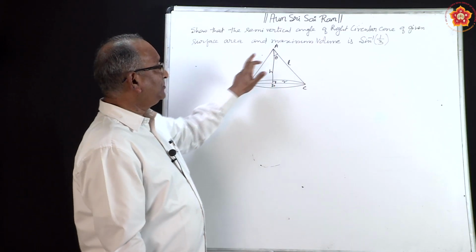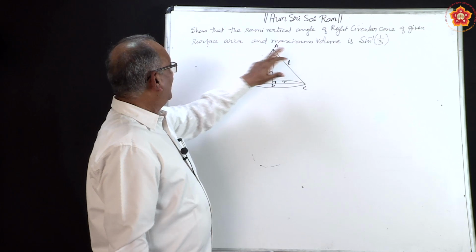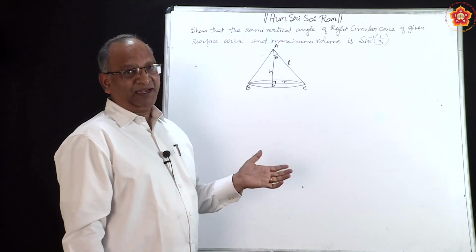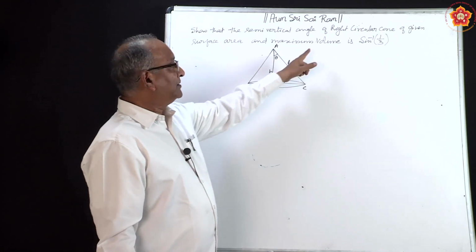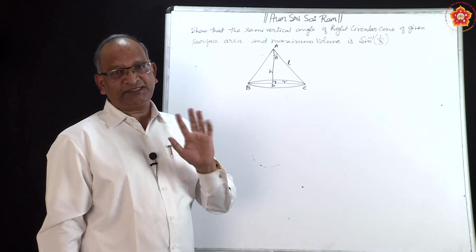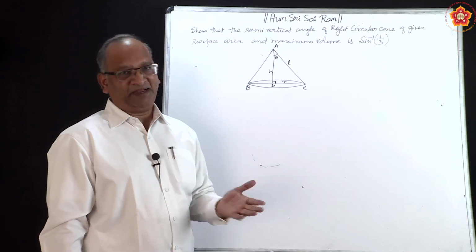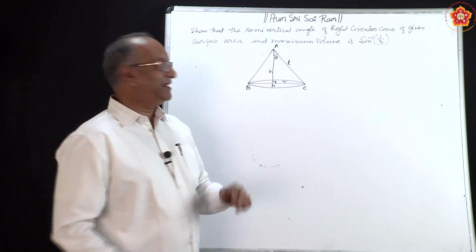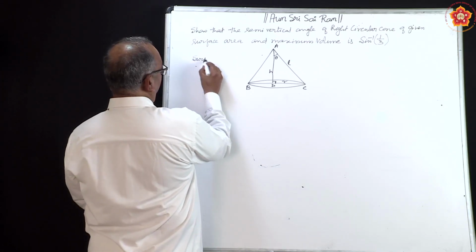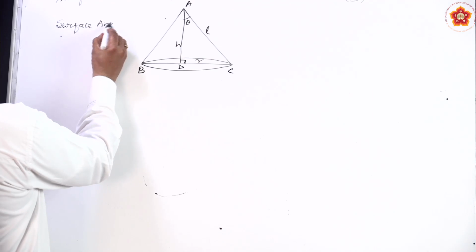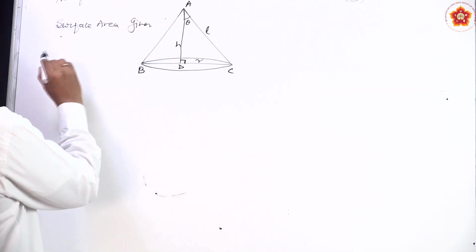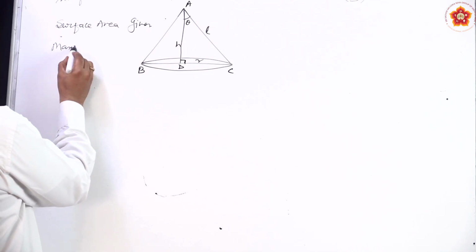He says to prove that if the surface area is given, for maximum volume, theta is going to be sine inverse 1 by 3. So two things are important here. What is given? Here the surface area is given. And what is the function? We have to maximize the volume.